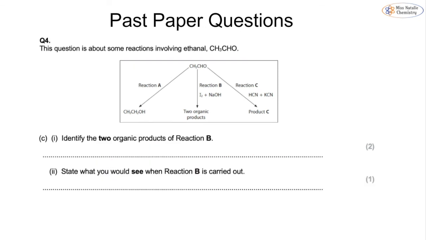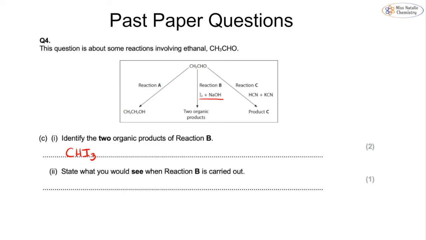For part C, we want to identify 2 organic products that come from this one. So this is our iodoform test. So the first one that we always make is going to be the triiodomethane, or CHI3. Okay, it doesn't specify by name.